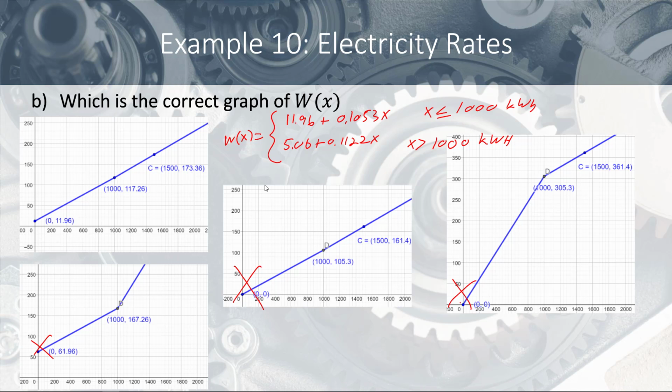Now, just to make sure, let's evaluate w when x is equal to 1,000. And what will you get? Well, you're going to get 11.96 plus 105.3. And yes, that will give you 117.26. And there you go. That's that particular point there. And if you evaluate at 1500, you would get that point. So this is indeed the correct graph.